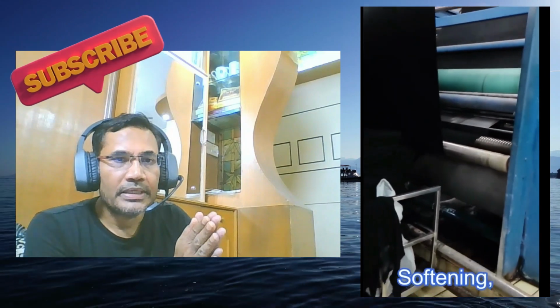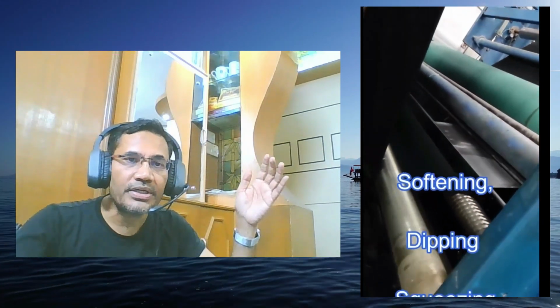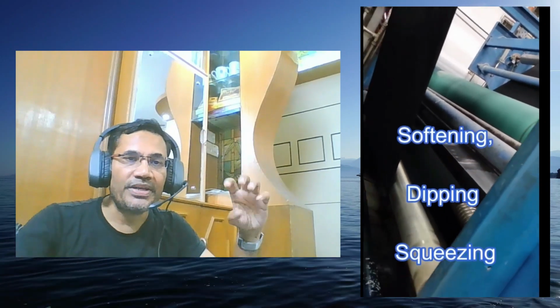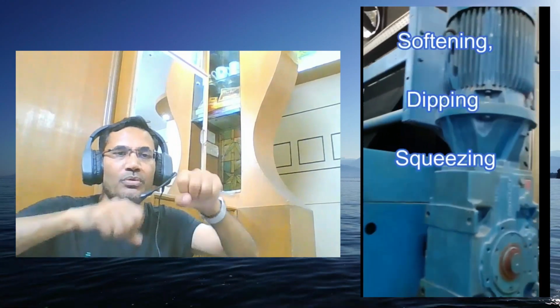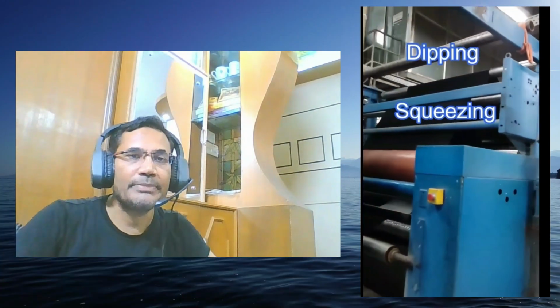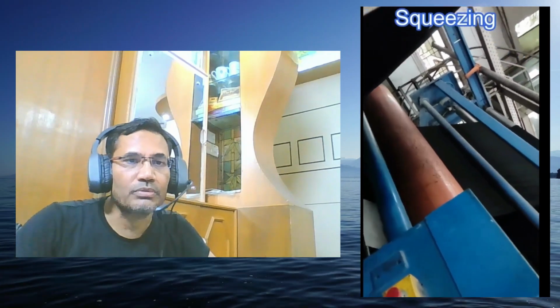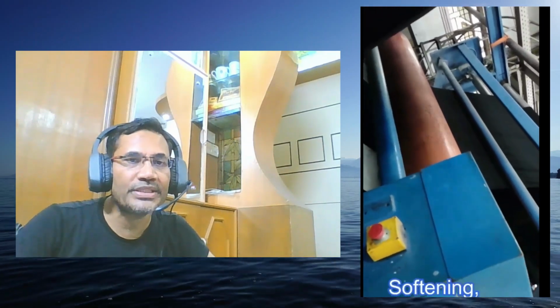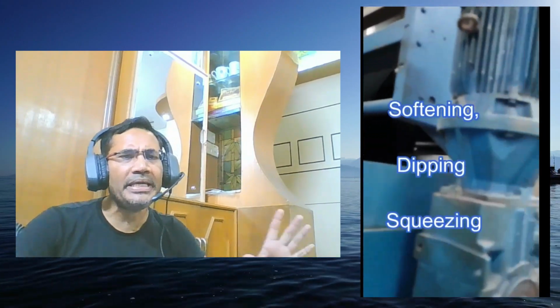It is Lycra fabric. So here, see the fabric. You can see the water here. So what is happening here? Softening, dipping, squeezing. Squeezing means you have to squeeze the fabric for removing the water. See, water is coming out here. So through this process: opening, dipping, squeezing.